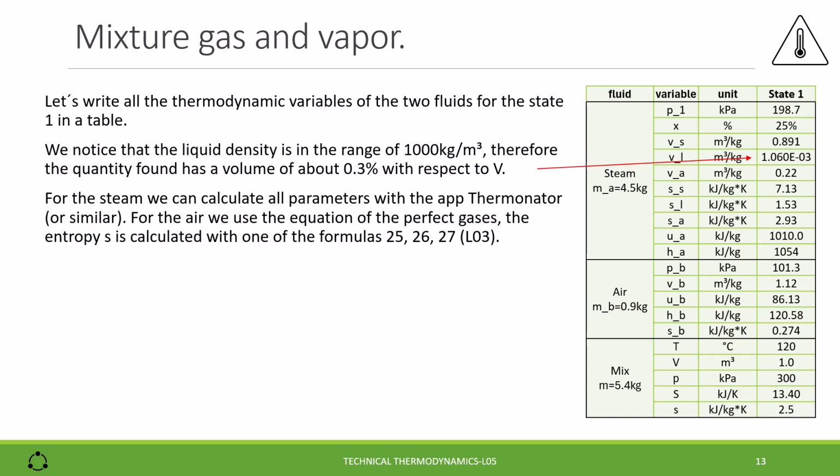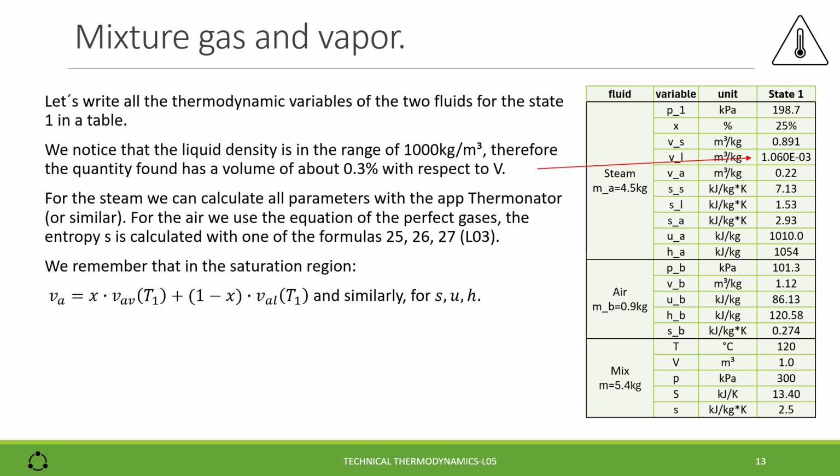For air, we use the equation of the perfect gases, and the entropy is calculated with one of the formulas 25, 26 or 27 seen in lesson 3. We remember that in the saturation region, the specific volume of the steam is given by the steam quality times the specific volume of the steam plus 1 minus steam quality into specific volume of the liquid, and similarly for entropy, internal energy and enthalpy.